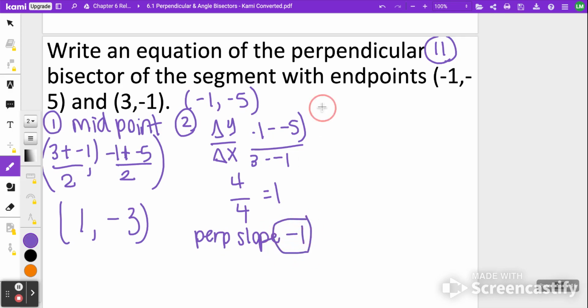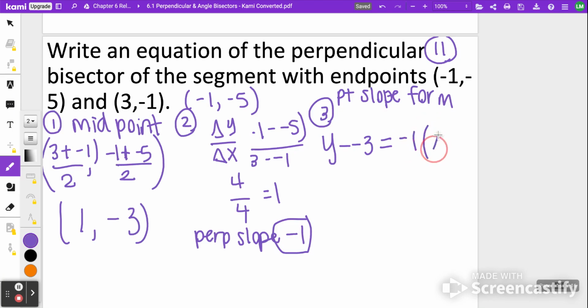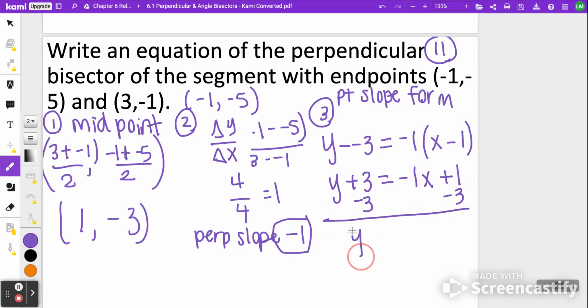Okay. Then my last step is to take point slope form and use the midpoint and the perpendicular slope. y minus -3 is equal to, we have m now, which is -1, and then x minus x1, which is x minus 1. Let's go ahead and clean up: y minus -3 would be y plus 3, and then distribute my -1 to get -x plus 1. Subtract 3 from both sides. I'm going to get y is equal to -x minus 2.